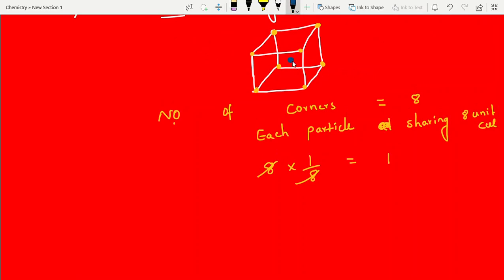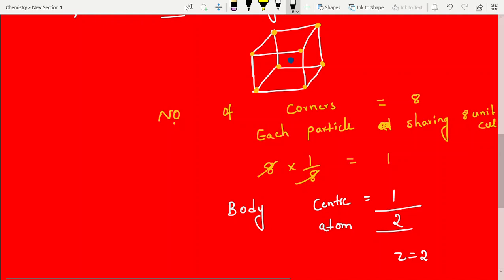Body center, only one body. That's it. That you can write here. So body center, 1. Okay. That is finally how many particles, students? Body center atom you can write. So totally 2 particles. Finally, Z equal to 2 in case of BCC, right?